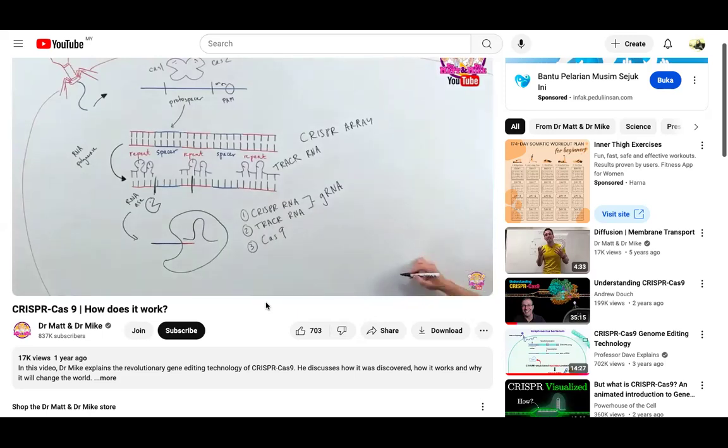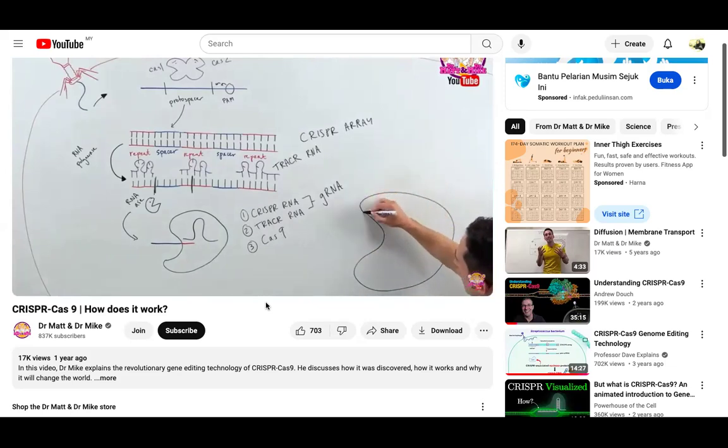Now, if we were to look at this in a little more detail, it would look a little like this. Let's have the Cas9 protein, and then we're going to have the spacer, like that, and then the repeat up like that, and then the tracer bound to the repeat with a little bit of a tracer tail, like that.